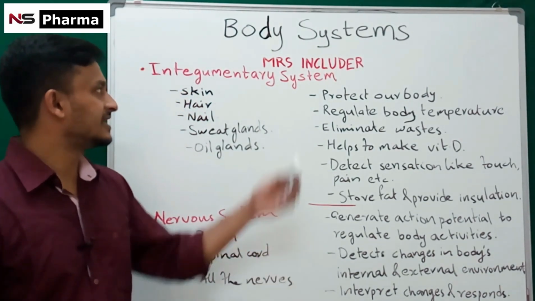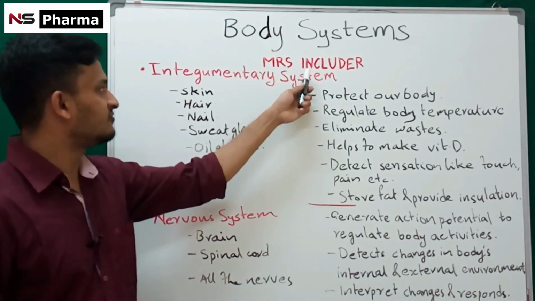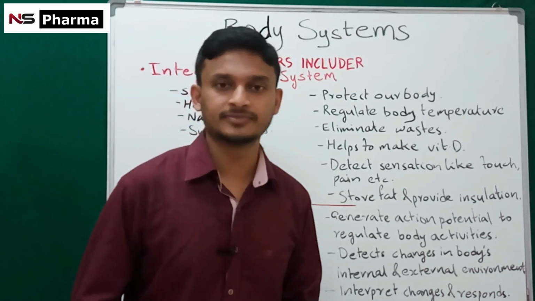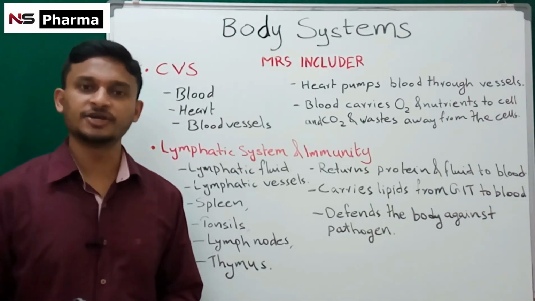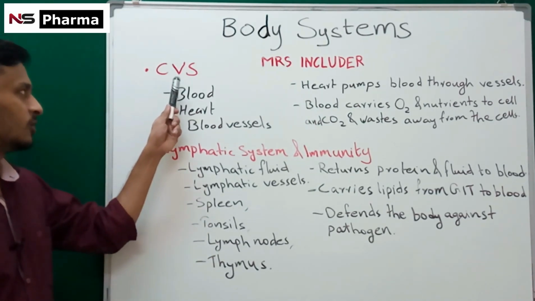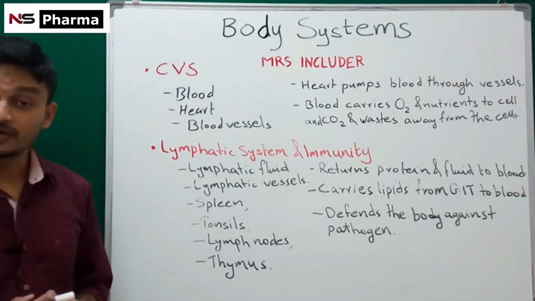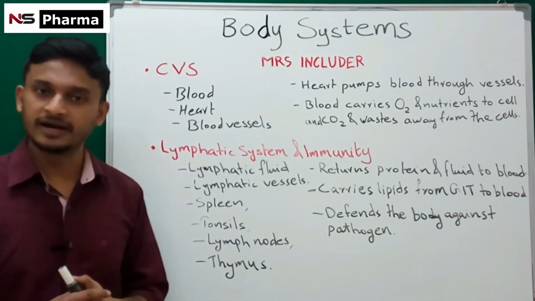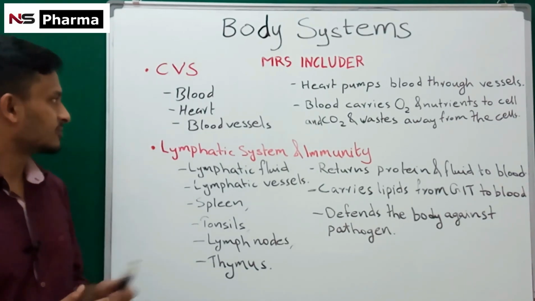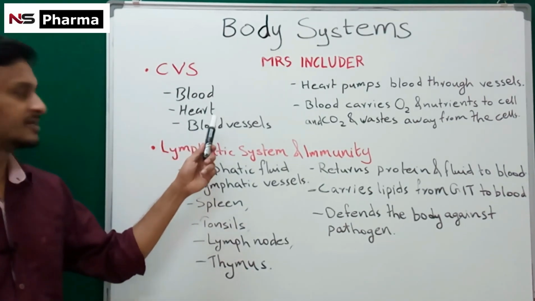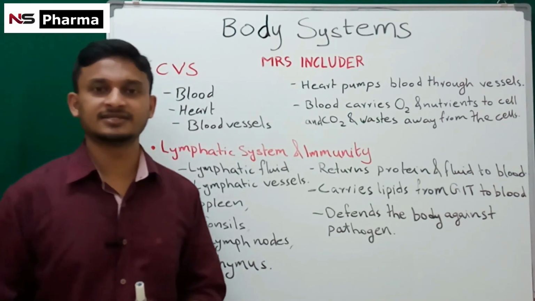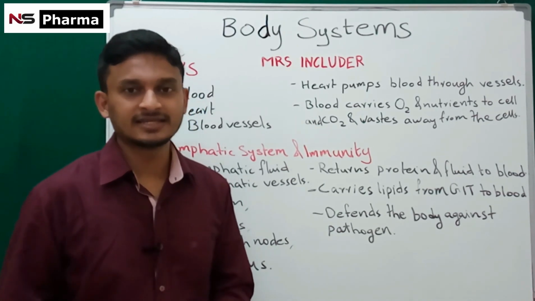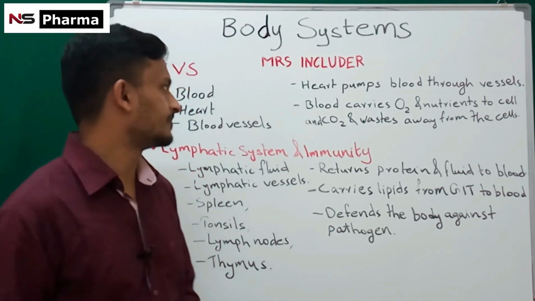Okay, now we will see the C. IN we already covered. Now the C, that is cardiovascular system, CVS. Cardiovascular system includes blood, heart, then all the blood vessels in our body. These are the parts of the cardiovascular system. So we will see what are the functions of the cardiovascular system.